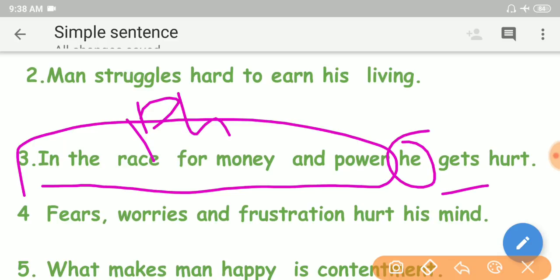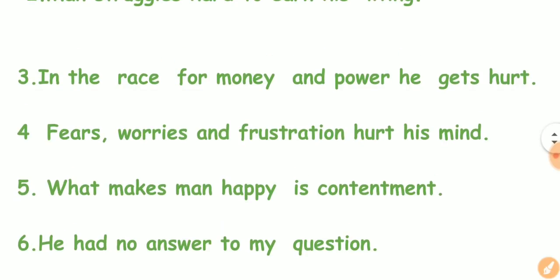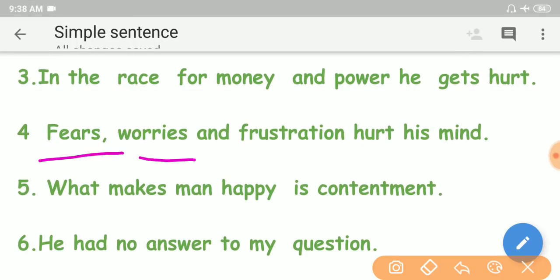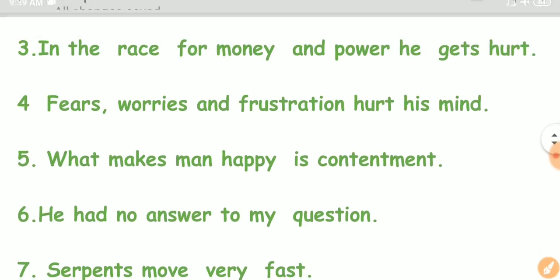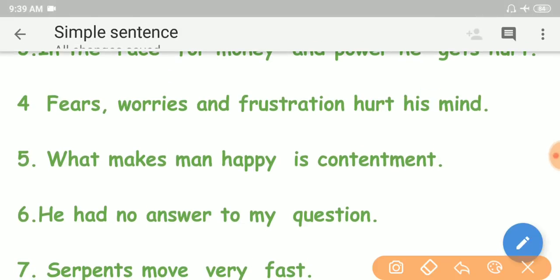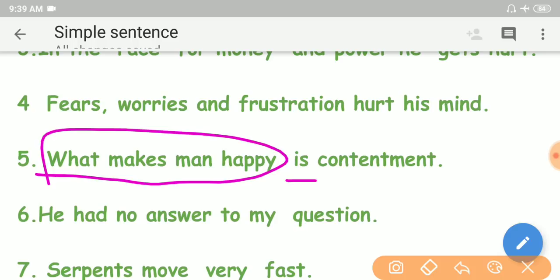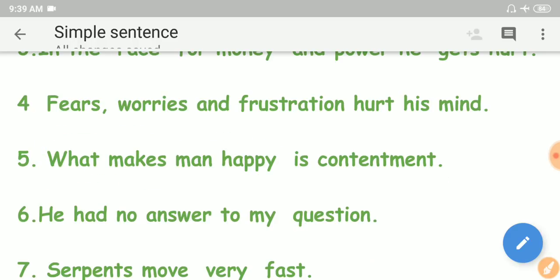He gets hurt. At the same time, fears, worries, frustration hurt the mind. Maybe a sentence can contain more than one subject, my dear friends. Fear, worries, frustration, these are all subjects. So that's why this is another example, my dear friends. What makes a man happy is contentment.